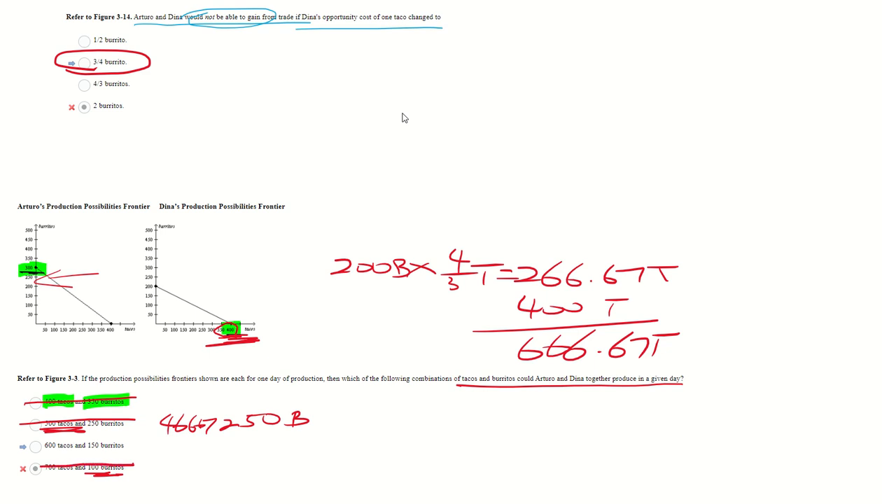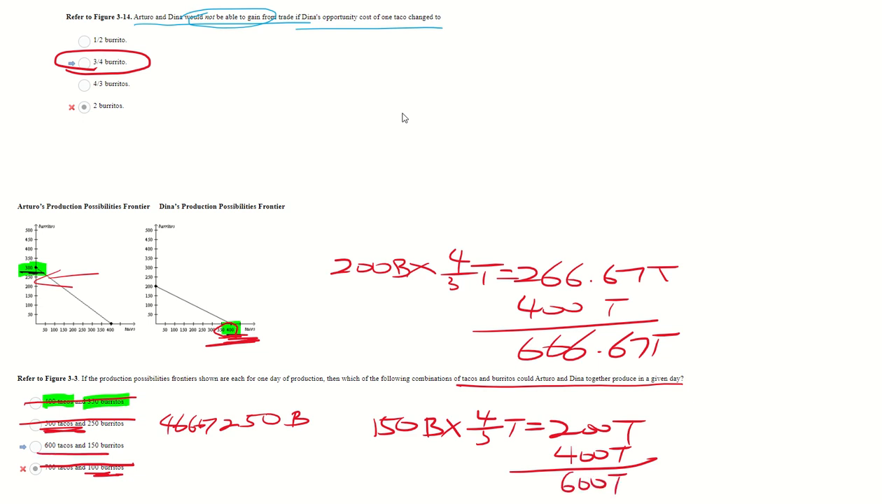Now, the last one, which by process of elimination must be right, but let's go over the numbers. So if a tour produced 150 burritos, that means he's giving up 150 burritos for capacity. And each one can be translated into 3/4 tacos. So 150 times 3/4 will give you 200 tacos, plus a maximum Dina can produce, 400. So this can produce a total of 600 tacos, which is exactly what we have over here, right? So that's why C is the answer. All right, next question.